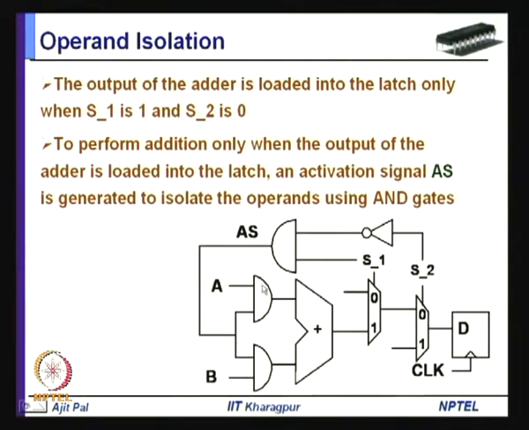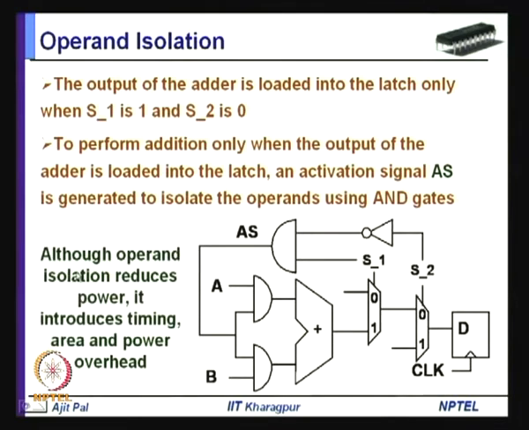Obviously, if it is n bits, you will require 2 AND gates for each bit. So, you will require 2n AND gates to apply the input to this adder, and you can see this activation signal is active only for S1 equal to 1 and S2 equal to 0, and only then these two operands will be applied to this adder, and obviously the signal will go to this point. For all other conditions, inputs are not allowed to reach this adder, and obviously unnecessary computation is not done and unnecessary power dissipation does not take place.